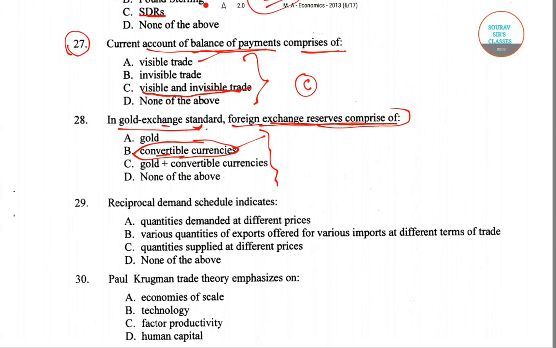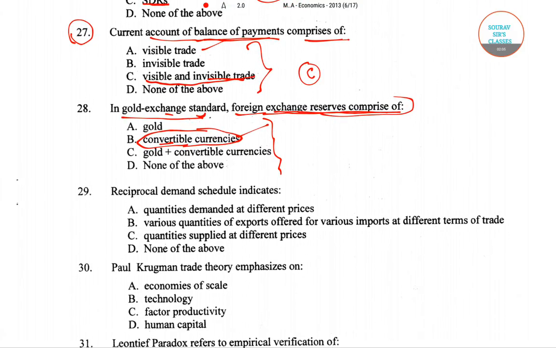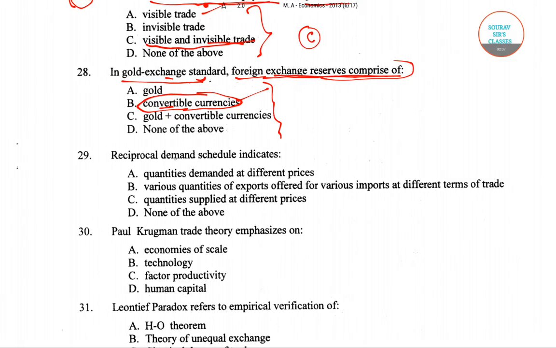Now we'll go to question number 29. It is asked that the reciprocal demand schedule indicates, four options are given: quantities demanded at different prices, various quantities of export offered for various imports at different terms of trade, quantities supplied at different prices, and none of the above. The right answer is option B, that is various quantities of export offered for various imports at different terms of trade is known as reciprocal demand schedule.